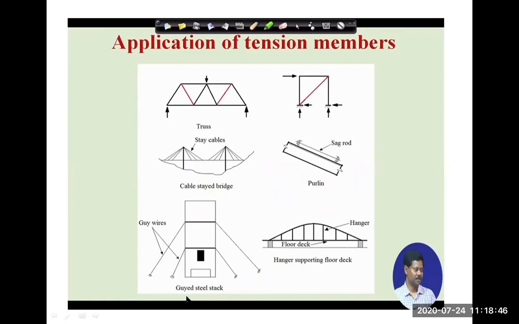Then guy steel stays. It means some steel columns are there and we are stretching these columns by these ropes or wires.